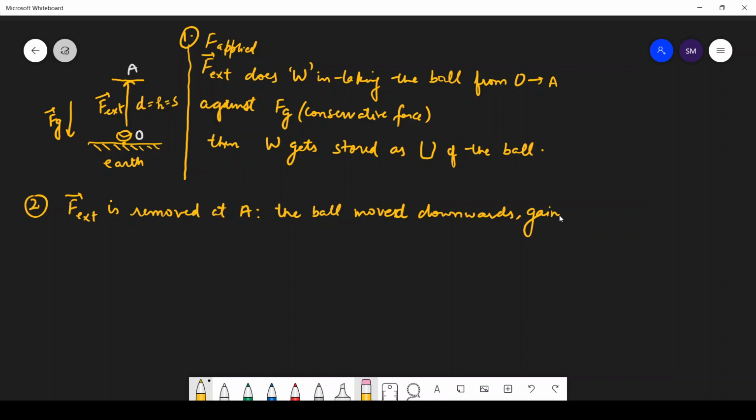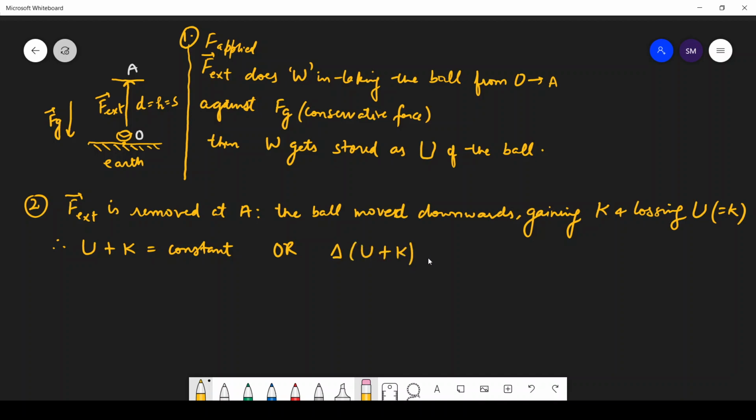gaining kinetic energy and losing potential energy. Exactly the same as kinetic energy. So the amount of kinetic energy gained even in between is equal to the potential energy lost. Therefore, potential energy plus kinetic energy is constant at any point during the path. Or we can also say that change in potential energy plus kinetic energy is zero.